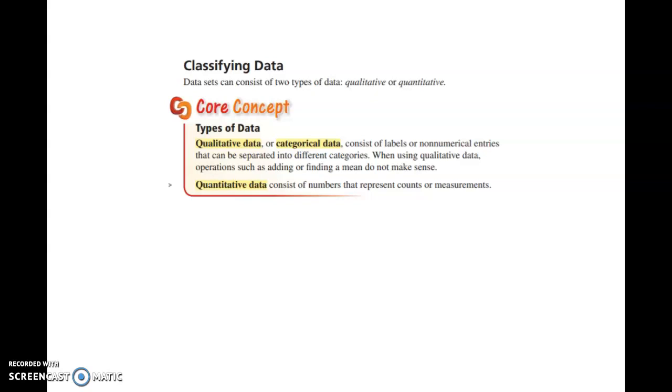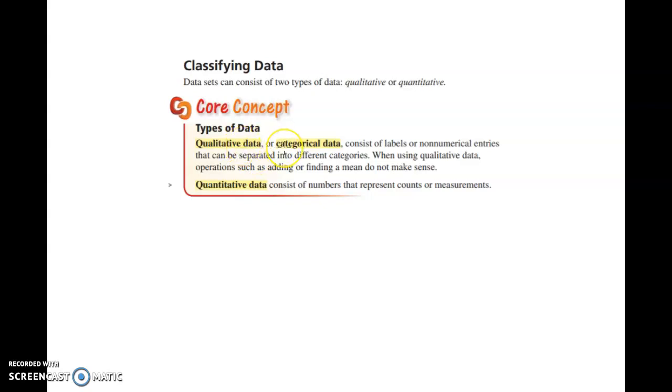All right, today we're going to talk about classifying data. And then we're going to talk about one way that we're going to represent this data. So there are two types of data. There is qualitative data and quantitative data. Definitions are right here.